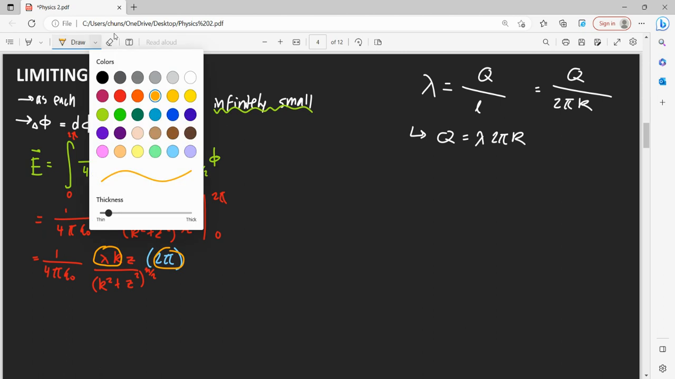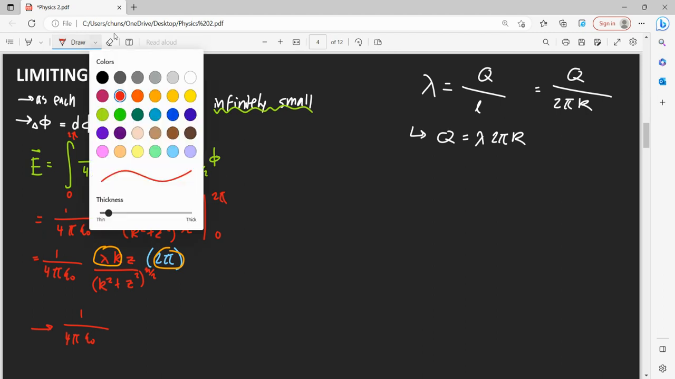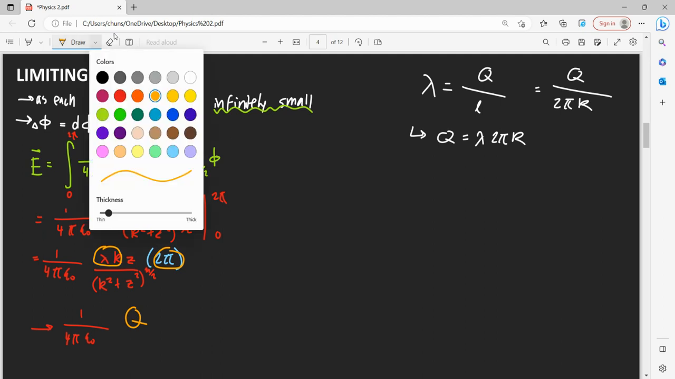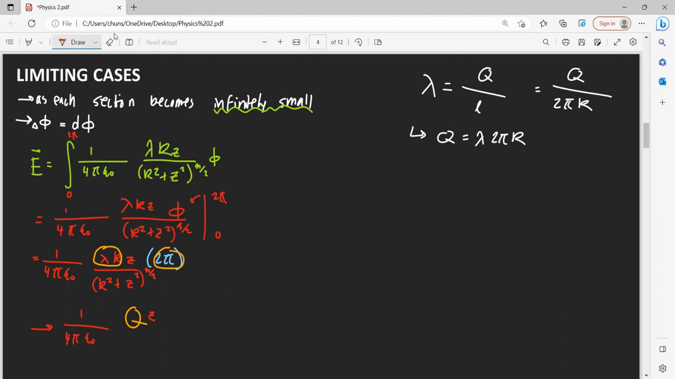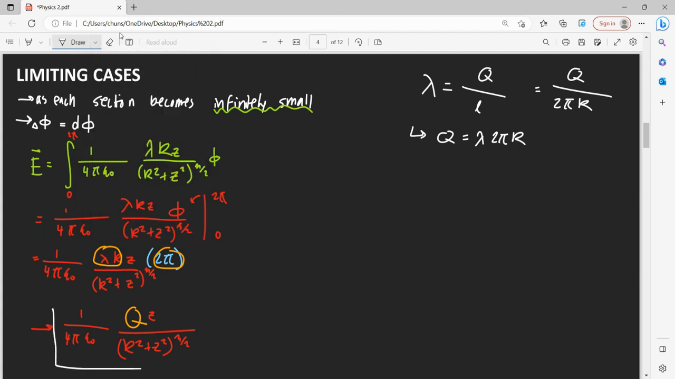Together, those will go to create our final equation, which is 1 over 4 pi epsilon 0. In place of those terms right there, we have our q times z, over r squared plus z squared to the 3 over 2. So there's our final answer for our limiting case for a ring.